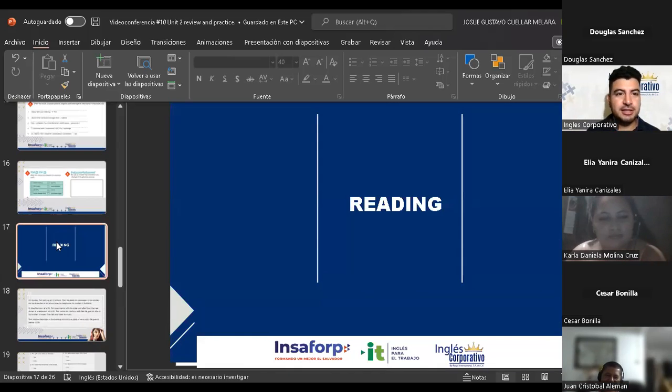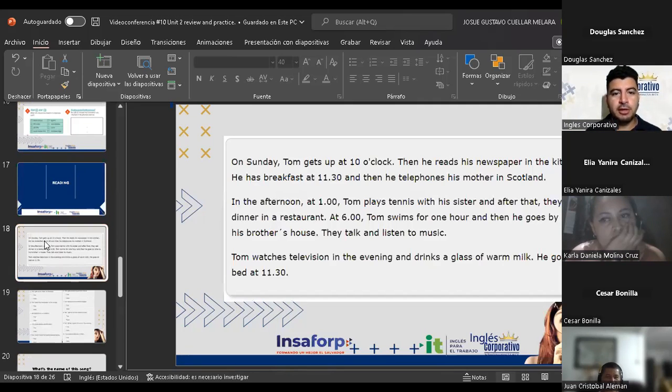Ya para ir terminando. 13 minutos y terminamos. We go with the reading activity. Vamos con la actividad de lectura que pocas veces hacemos. So here we have this. It is like routines. Son rutinas. It's like a paragraph talking about Tom. Any information about Tom. So let's read it. And then we're going to answer some questions that we have here. Ya vamos a contestar algunas de estas preguntas.